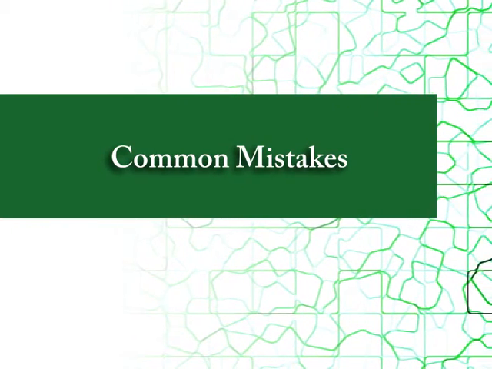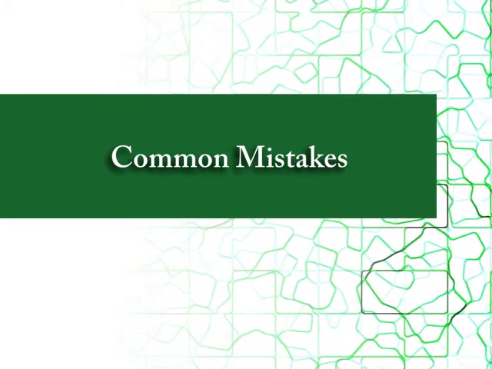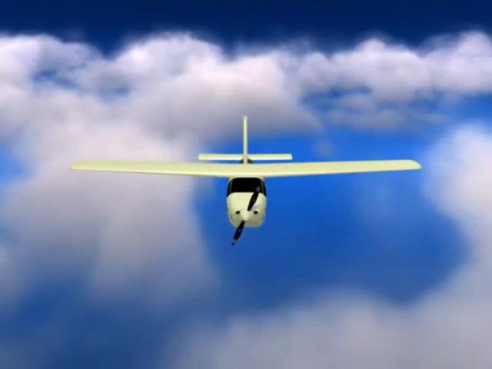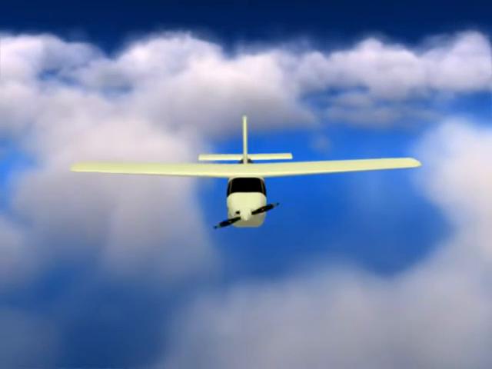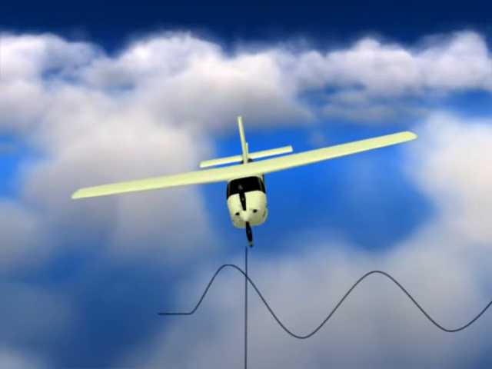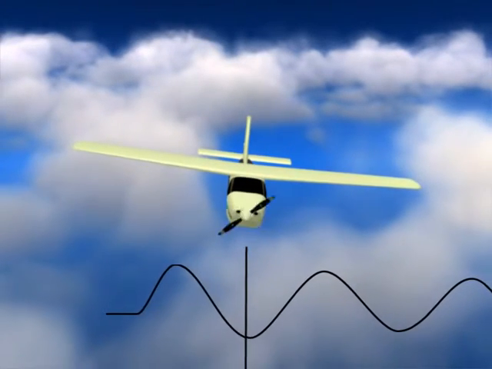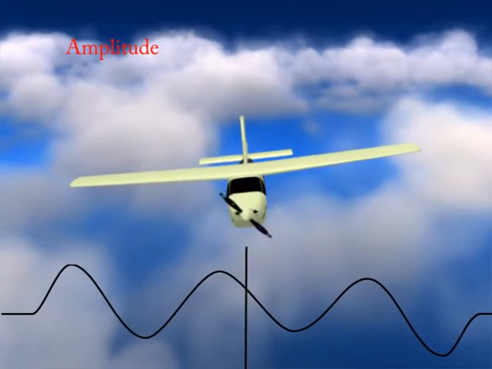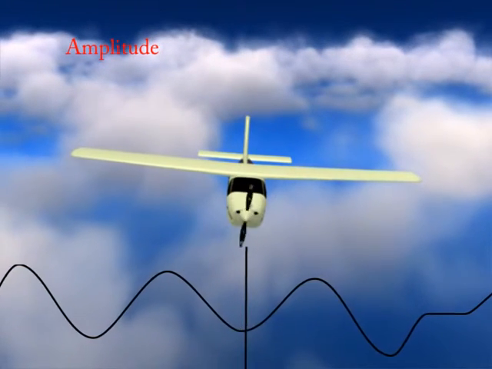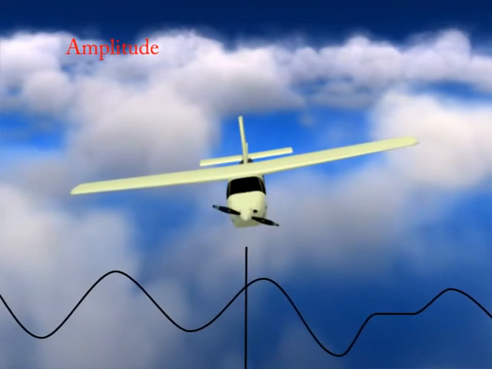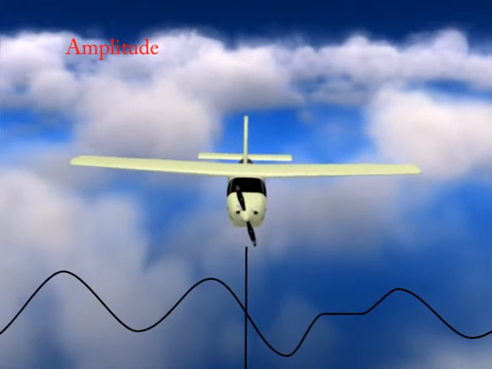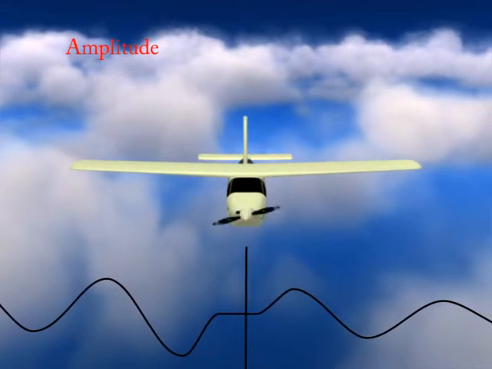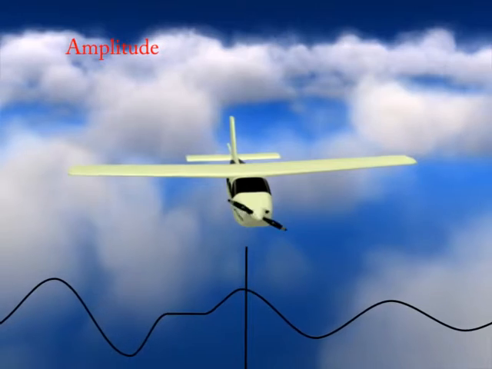Certain mistakes will make the data gathered during the compensation flight useless, and the compensation flight will need to be done again. Amplitude is not consistent for each maneuver. You need to keep the range of motion of the plane steady.